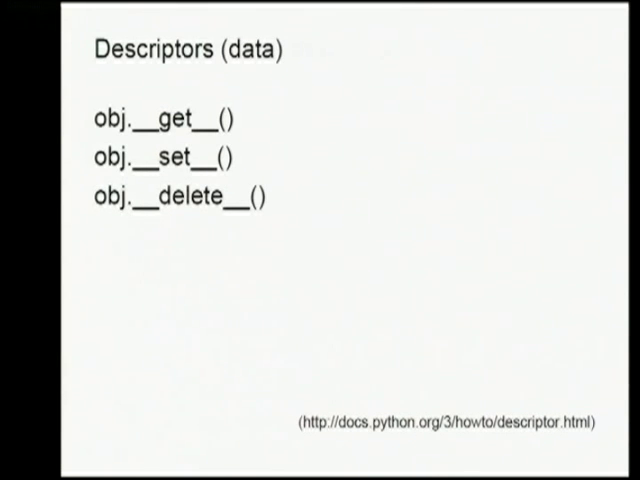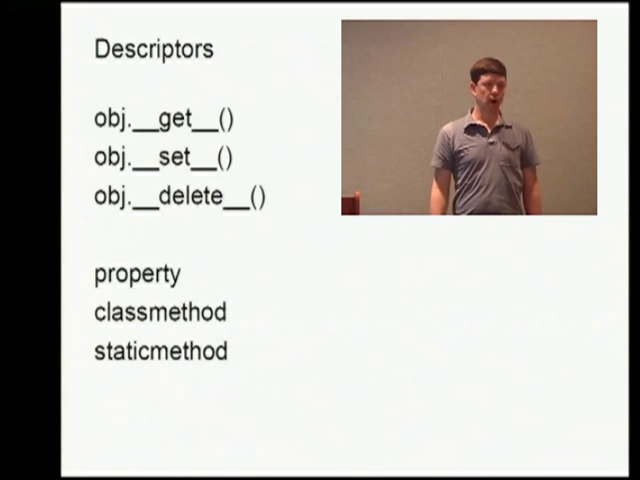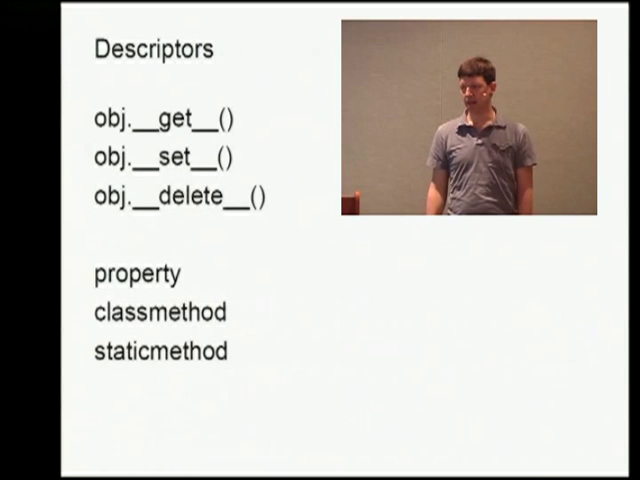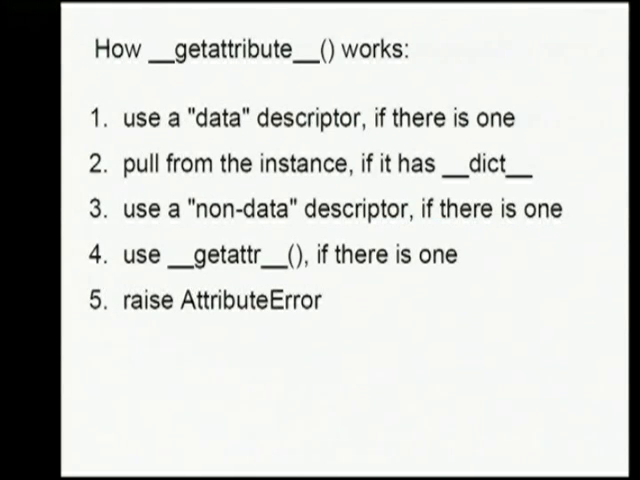And then data descriptors also implement set. So you use descriptors all the time when you use things like property, classmethod, and staticmethod. So back to this, a data descriptor, which implements both get and set. getattribute first tries that. It looks to see if there is one, and if there is, then it calls the get on it. And that's what you get back.